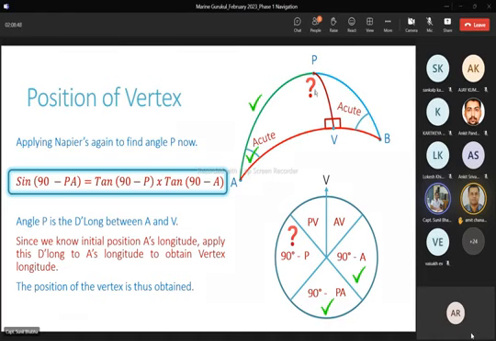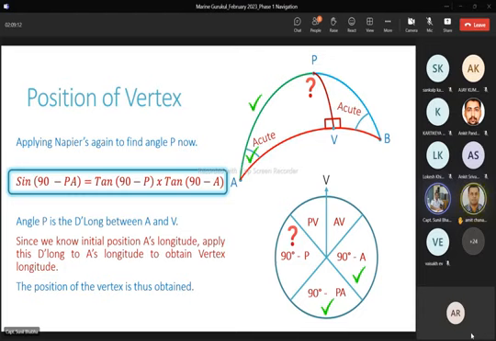Amit beta, can you find angle P? Yes, sir. From Napier's rule. That's right, you have found angle P. This angle P is the d long between alpha and Victor. Sir, right? The angle would be the whole for both triangles APV and BPB. That is the angle P.